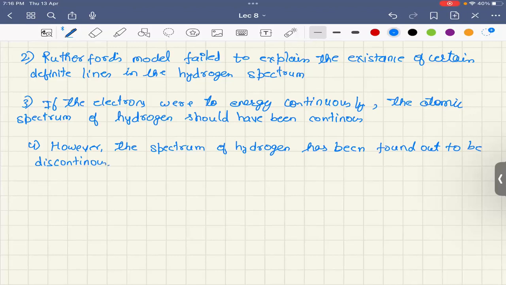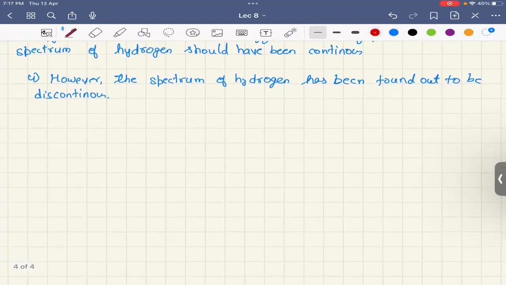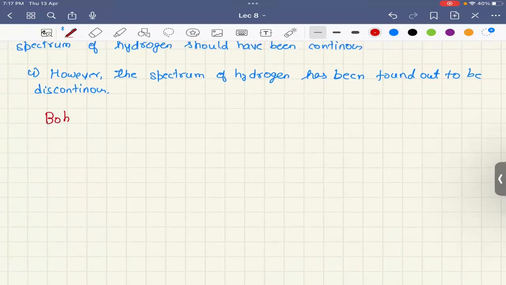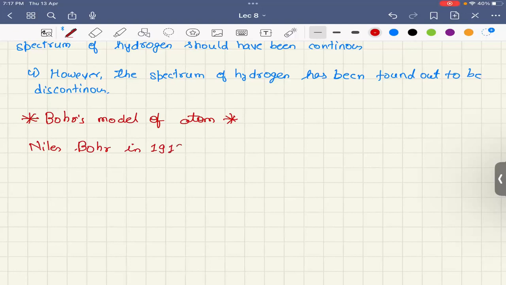Hence, a new theory was required, and this theory was given by Niels Bohr, and it is called Bohr's model of atom. So that is what we are going to study next. Bohr's model of atom. To overcome the drawbacks of Rutherford's model of an atom and to explain the line spectrum of hydrogen, Niels Bohr in 1913 proposed a model of atom which was based upon Planck's quantum theory of radiation, and the new model is called Bohr's model of atom.